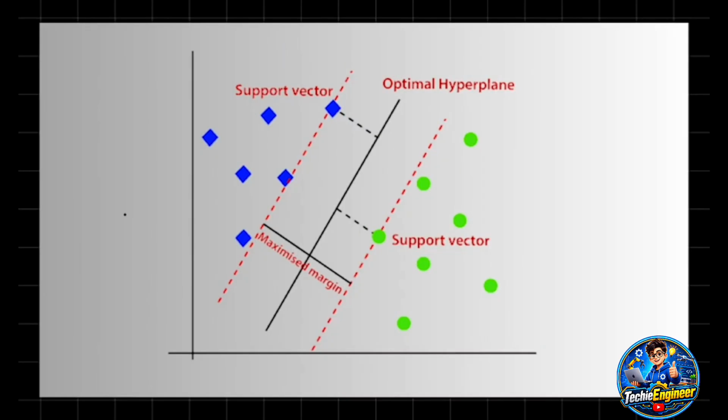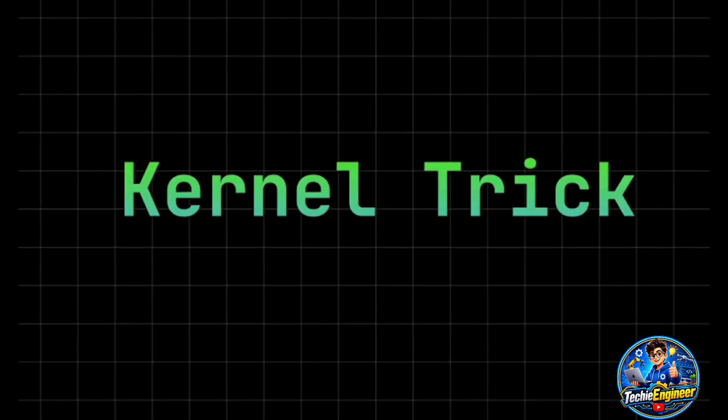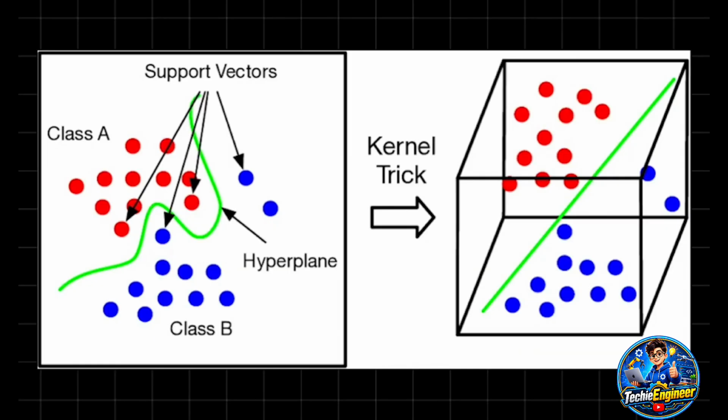In cases where the data is not linearly separable, SVM uses a technique called the kernel trick. Kernels transform the data into higher dimensions, allowing SVM to find a linear boundary in a non-linear space.